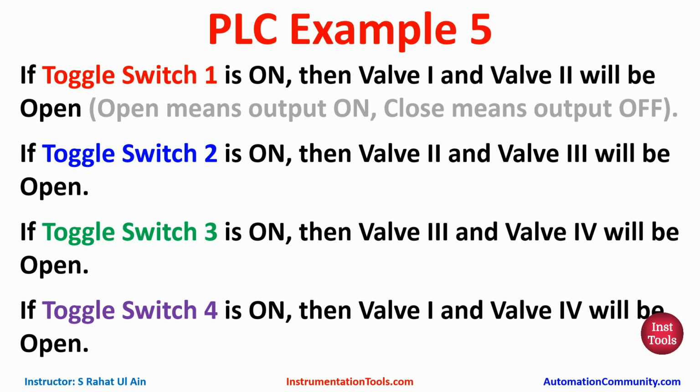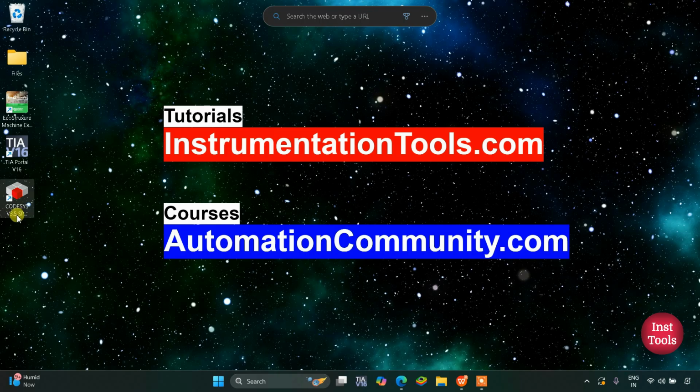So for this example, we will use normally open contacts. With that, we will be implementing an OR logic gate. So let's move to CODESYS, where we will draw the ladder diagram for this example. We will open CODESYS here.